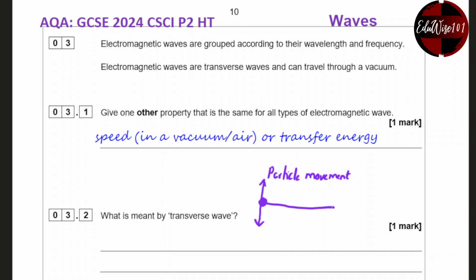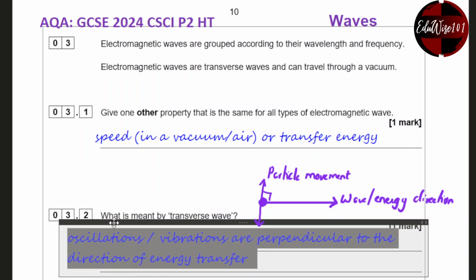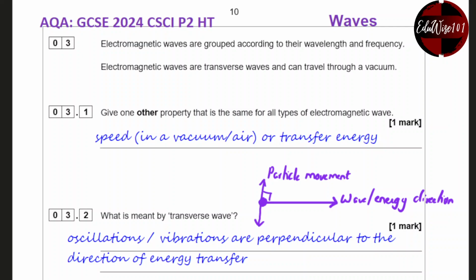And the wave moves perpendicular to the particle movement. This is the wave or energy direction. Now, here's the answer. The oscillations or vibrations are perpendicular to the direction of energy transfer.